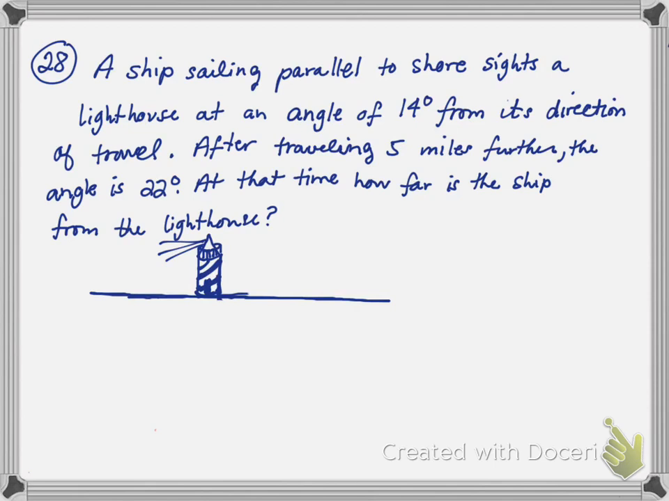So the best thing to do is to draw this out. They told us that our ship is sailing parallel to the shore, and I'm just going to make the ship sail to the left. So initially, my ship is here, and it sights the lighthouse at an angle of 14 degrees. It travels 5 more miles and sees the lighthouse again, and this time the angle of sight is 22 degrees.